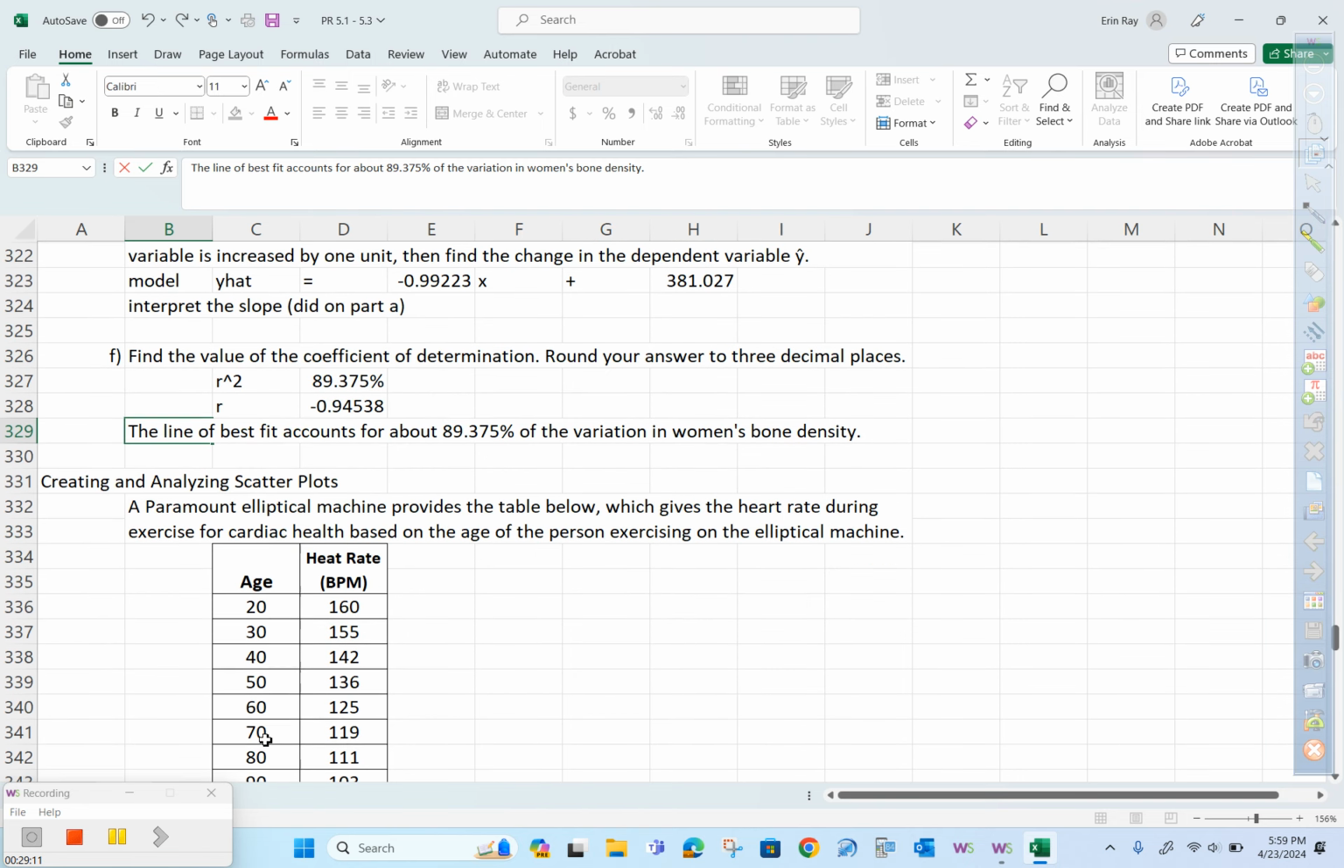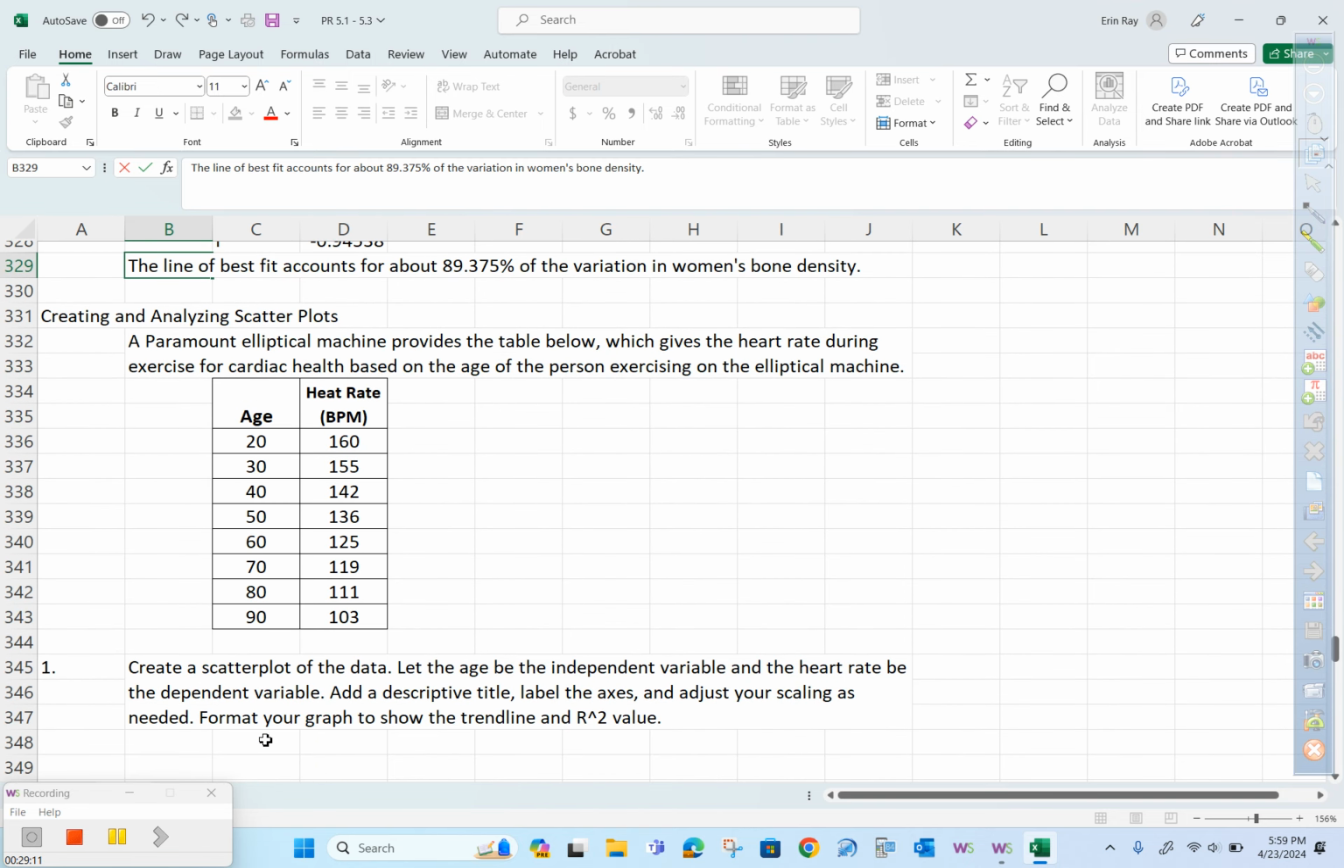Okay. Last thing is we're going to put all of what we did together on a graph. Okay, so here we've got a situation where Paramount elliptical machines are giving the heart rate during exercise. Based on the age of the person, we're given the different heart rates on this elliptical. So as we increase the age, the heart rate is decreasing over here. Generally, there is a couple points in here where it's not perfectly the same number each time, but it looks like it could be linear.